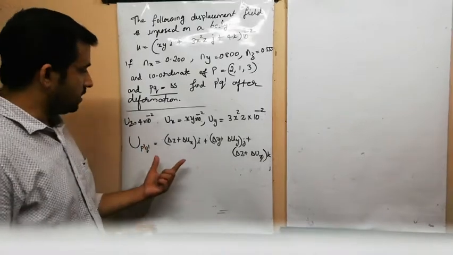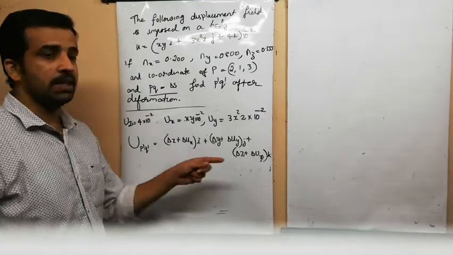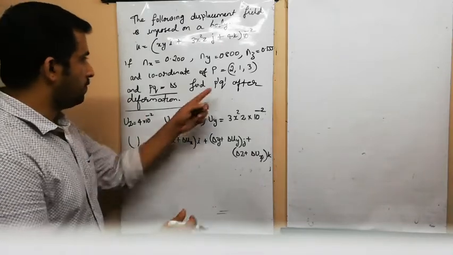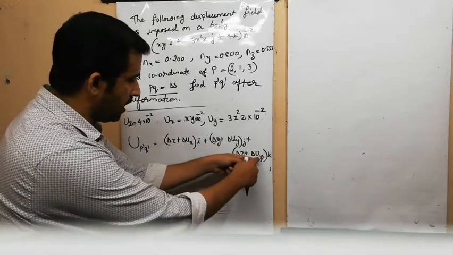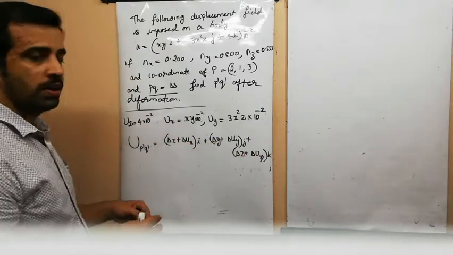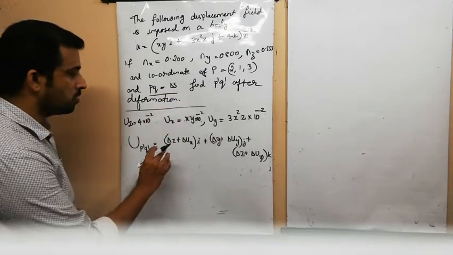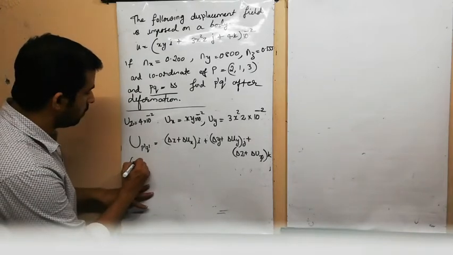In order to find this displacement field, we should find delta x, delta y, delta z first. After that, we can go to the components of P dash Q dash, that are delta ux, delta uy and delta uz. So first of all, we go through the components of PQ. The components of PQ are delta x, delta y and delta z.